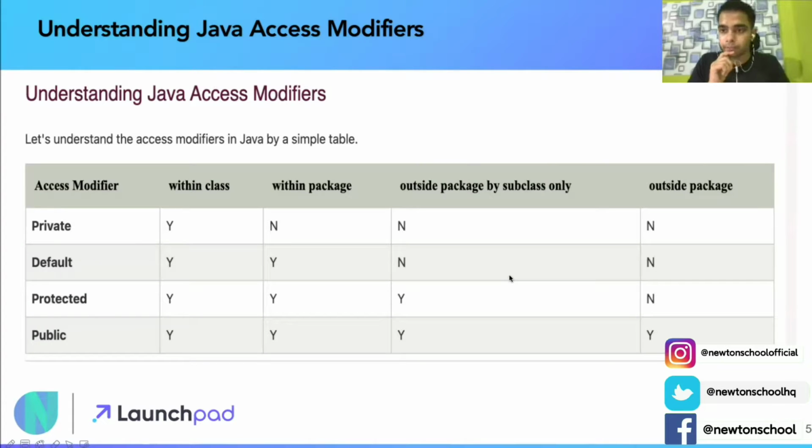First one is private. As we discussed, for an access modifier which is private, it is accessible only within the class, not within the package, not outside the package by subclass, not outside the package. Second, default. In default, it is accessible within the package and within the class, but not outside the package and not outside the package using subclass as well.